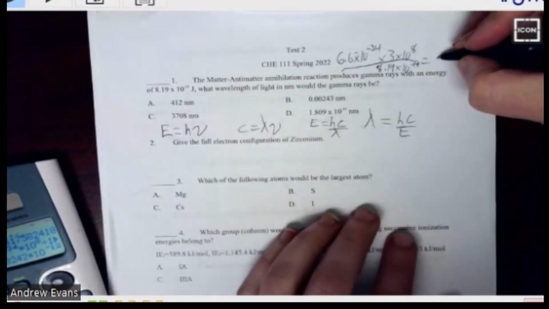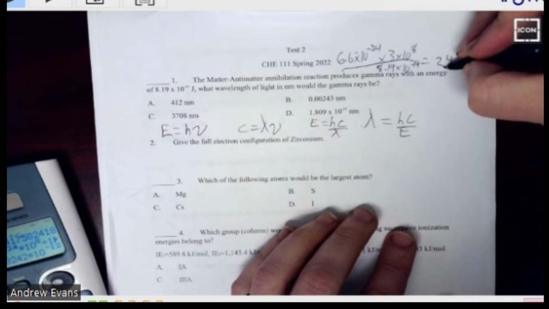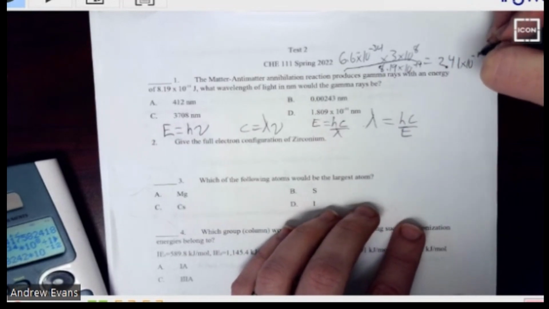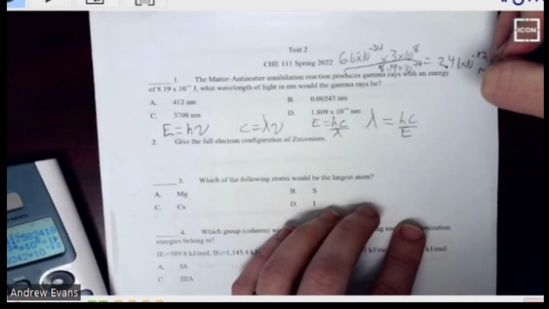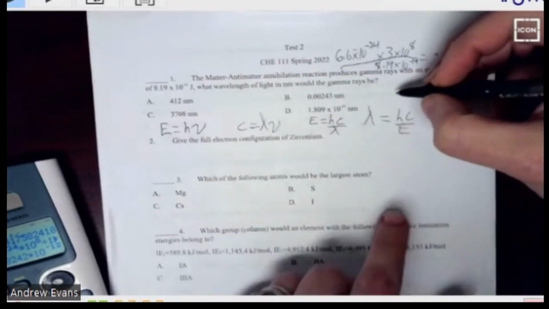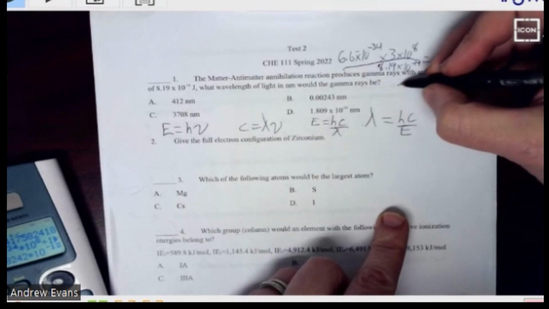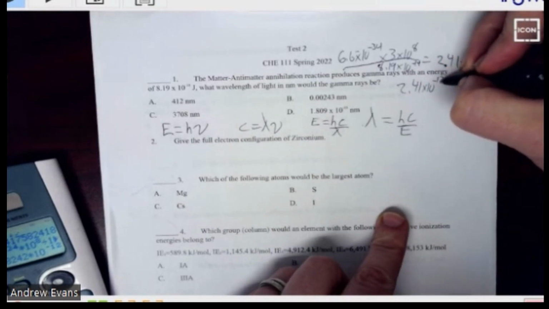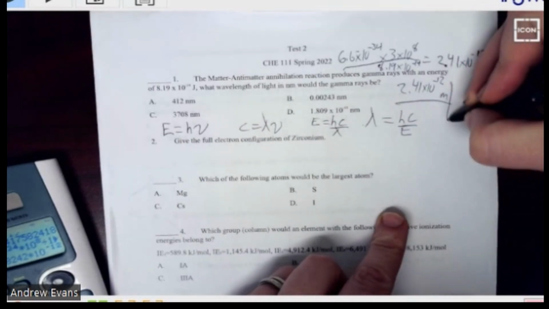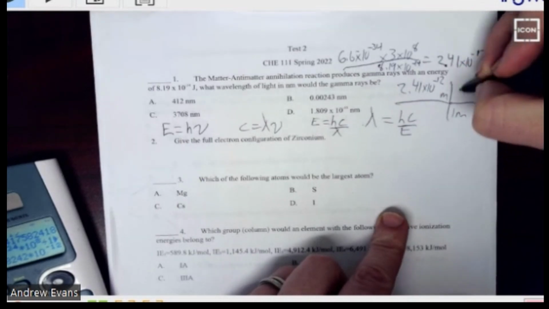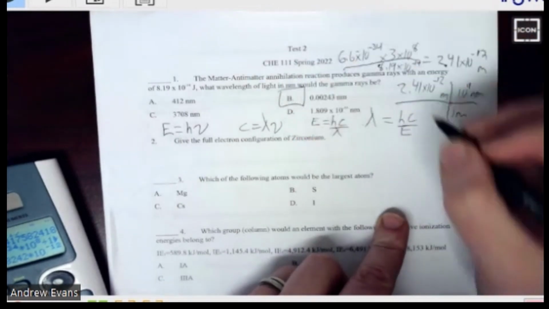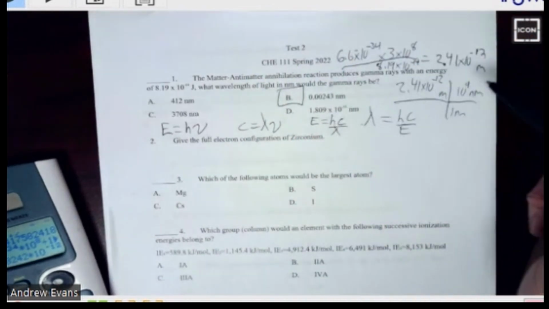I get 2.41 times 10 to the negative 12th. Well, that's in meters. To turn this into nanometers, it's 2.41 times 10 to the negative 12 meters. In 1 meter, there is 10 to the 9 nanometers. So you get B. It's still a really small number, but you get B.